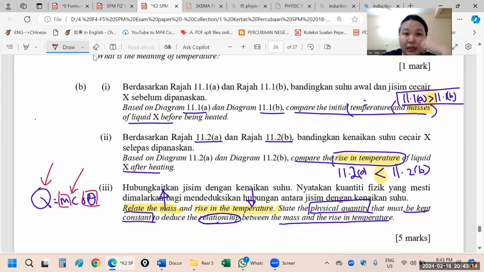Okay. So how many marks here? 5 marks. First mark, the initial temperature. Second mark, the mass compare. Third mark, rise in temperature compare. Fourth mark is relate the mass. Then the fifth mark is tell the constant.